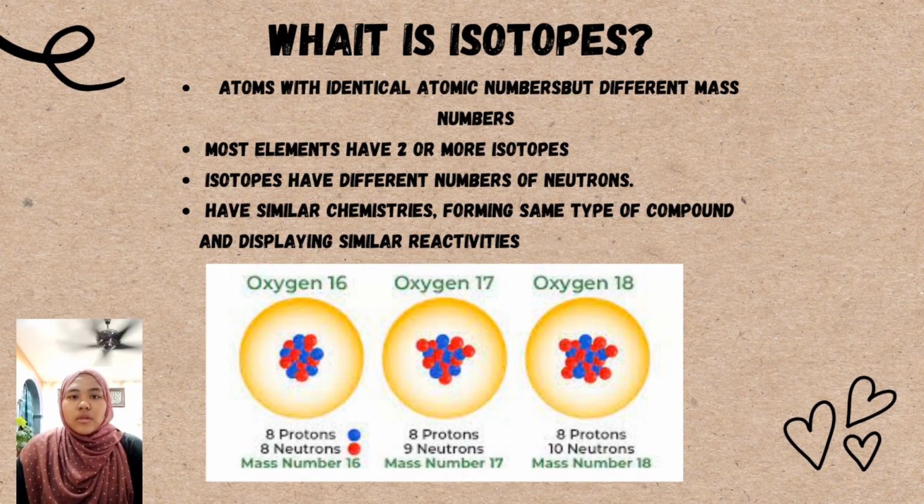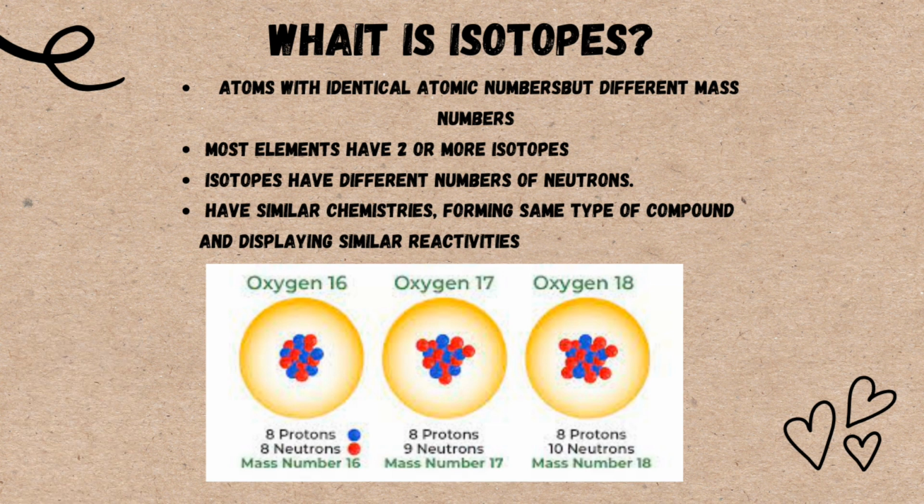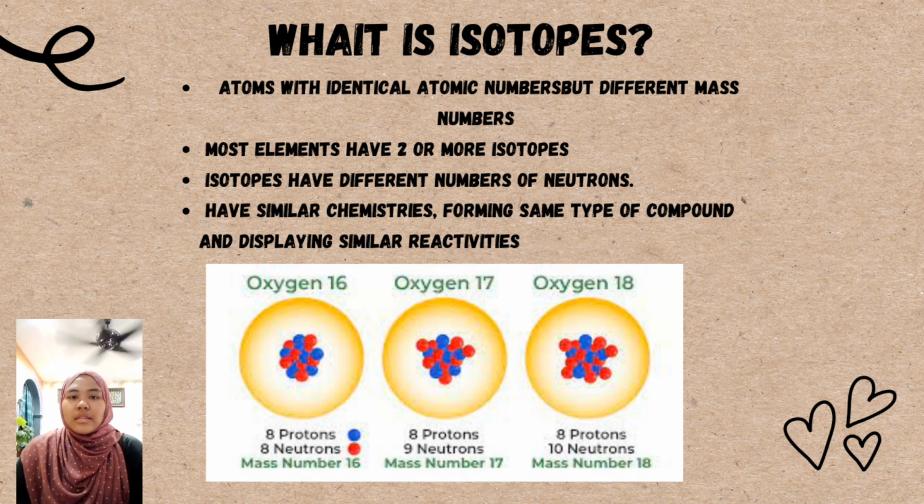What are isotopes? Isotopes are atoms with identical atomic numbers but different mass numbers. Most elements have two or more isotopes. Isotopes have different numbers of neutrons. Isotopes have similar chemistries, forming the same type of compound and displaying similar reactivities.